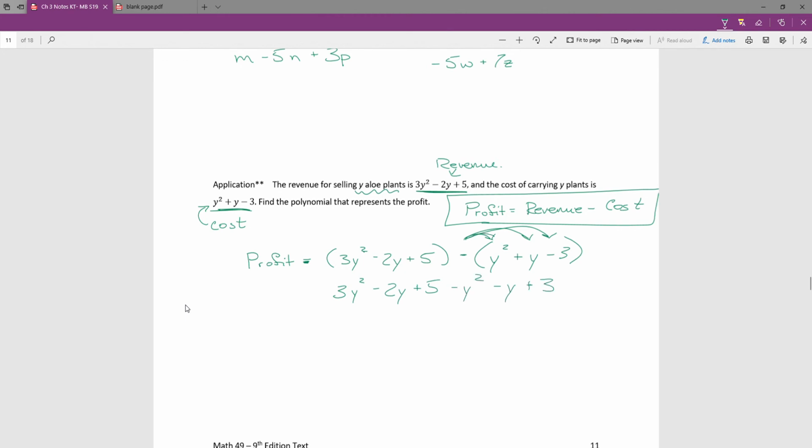So that negative distributing through is going to flip the sign of all of those terms. And so now we take a look at our like terms and gather this up so we can help out our friends who are selling aloe plants and tell them how much money they're going to make. We could tell them that they're going to make 2y squared minus 3y plus $8. And I'm sure they'd be ever so grateful and thankful for our algebra work on that.